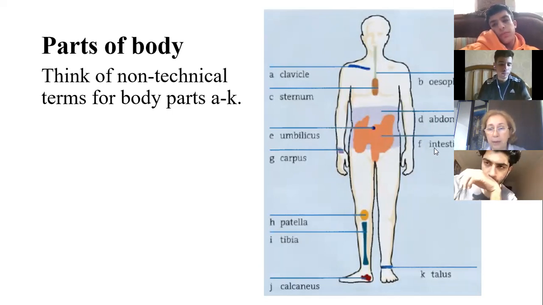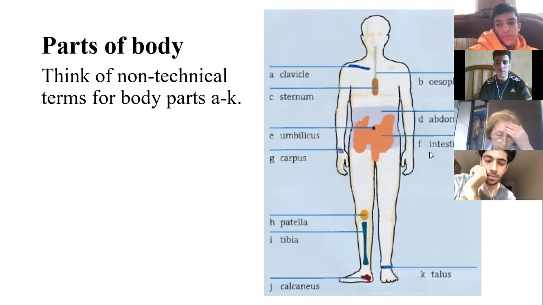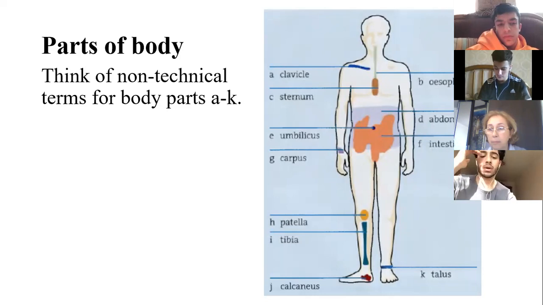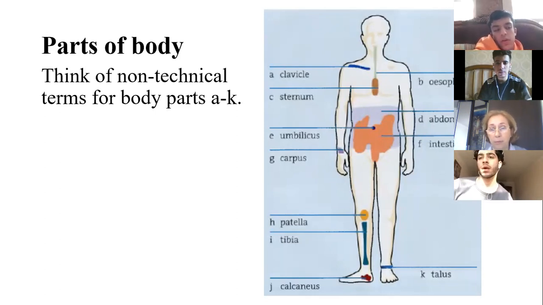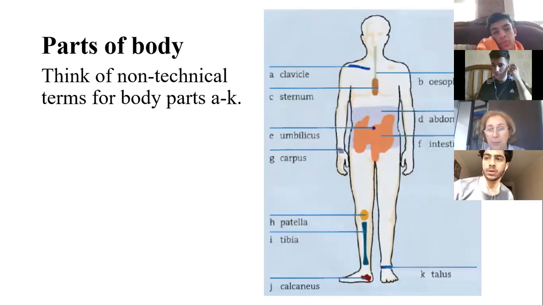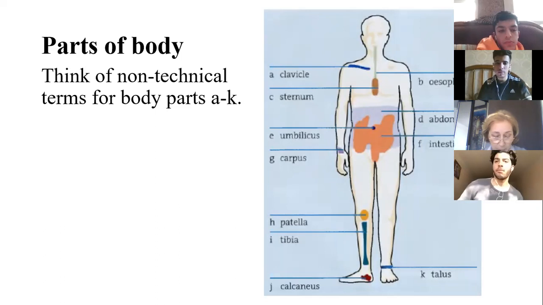E, F, intestines. What is the common word for intestines? Hmm. So this is bowels. I think it's the lower end of our stomach. The colon. Okay, the lower parts of the digestive system. Yes, it can also be called bowels or gut.